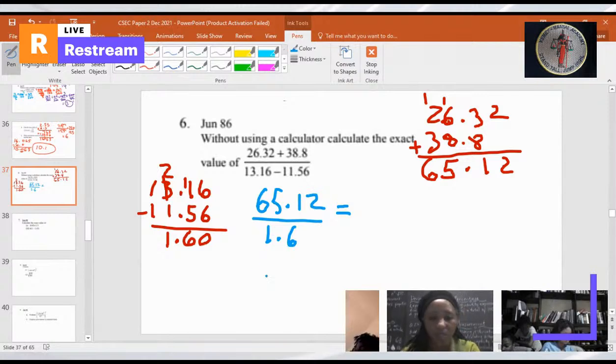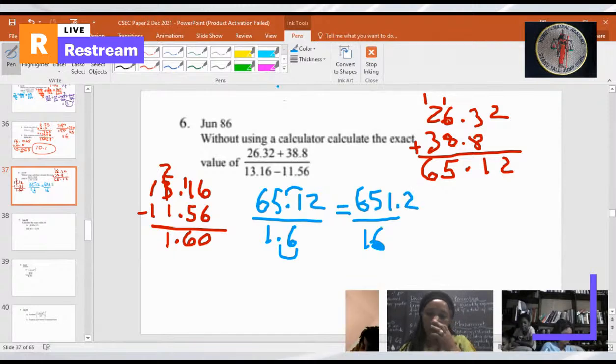Yes. So the divisor has one decimal place, we just need to move it one place, and it becomes 16. And we just need to move one place in the dividend, and that becomes what? 651.2. Yes. So let's divide that.